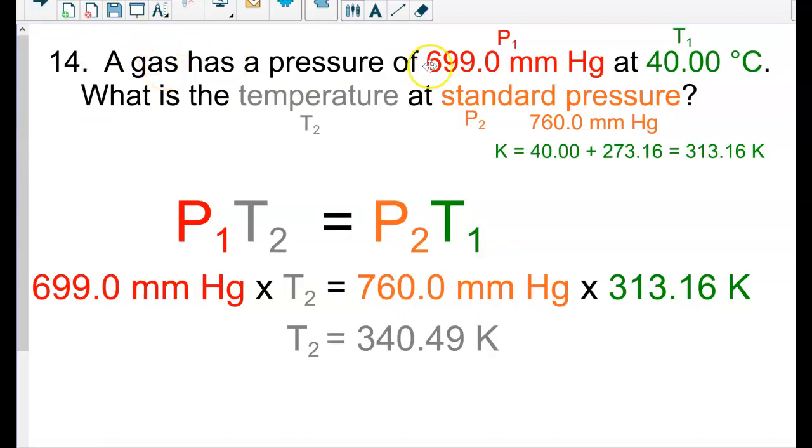All right, example 14, here we are. We've read this word problem. I come across this. I recognize that it's a pressure, and this is my temperature together, so I'm making them my ones. And it wants to know what is the temperature later if it gets to standard pressure.